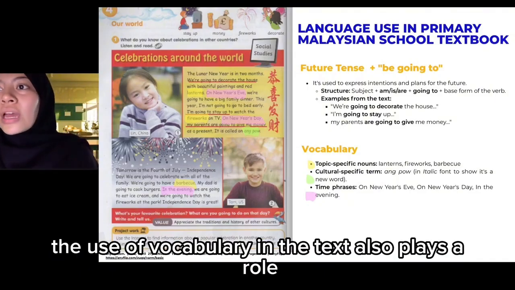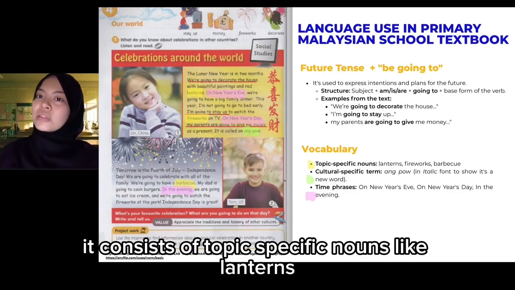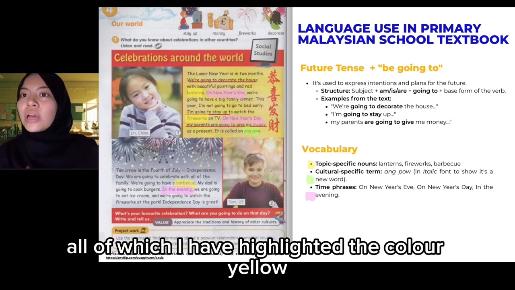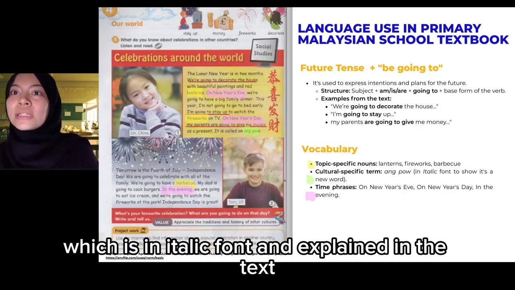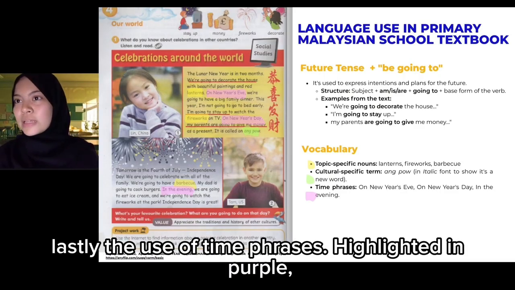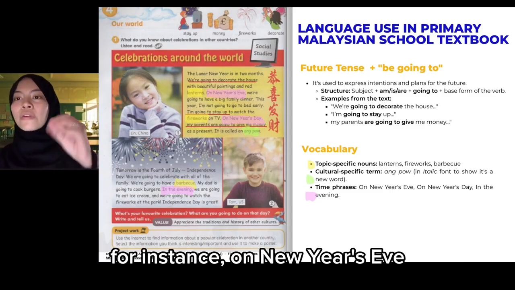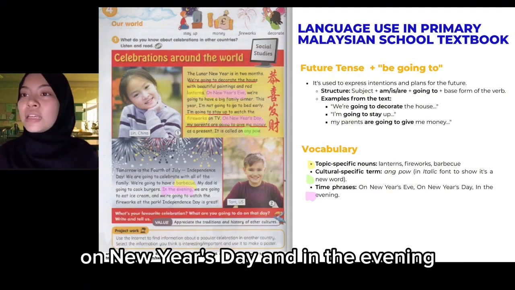The use of vocabulary in the text also plays a role. It consists of topic-specific nouns like lanterns, fireworks, and barbecue, all of which I have highlighted in yellow. The vocabulary is also culturally specific, like "ang pao," which is in italic font and explained in the text. Lastly, the use of time phrases. Highlighted in purple, the time phrases describe a period of time or a specific point in time. For instance, on New Year's Eve, on New Year's Day, and in the evening.